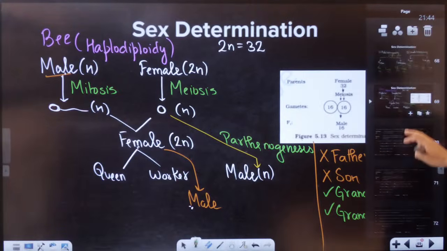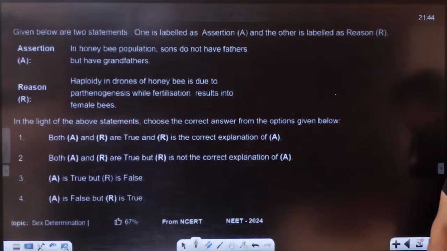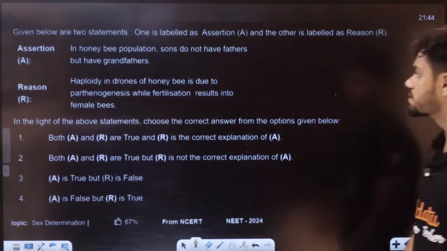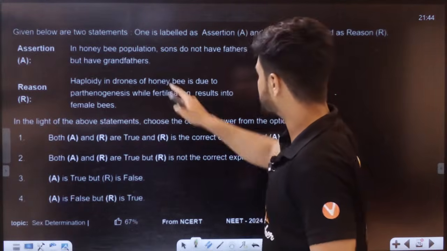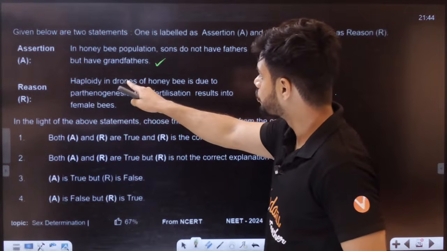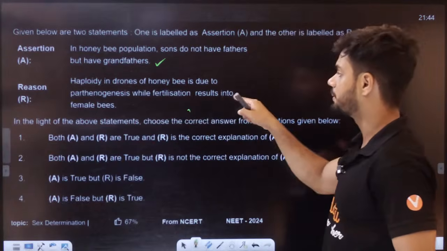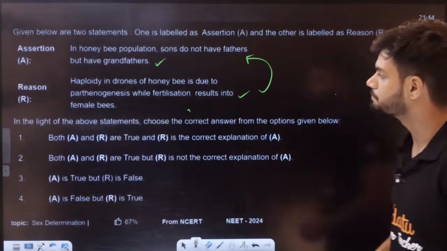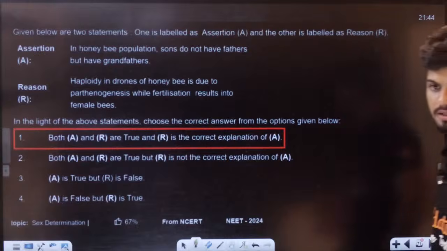Here is a question for all of you. Start solving. In a honeybee population, sons do not have a father but have a grandfather. In haploidy, drones of honeybees arise due to parthenogenesis, while fertilization is the result of the female. That is why we do not have a father, right? Because of haplodiploidy, because of parthenogenesis, it doesn't have a father. Yes or no, students?